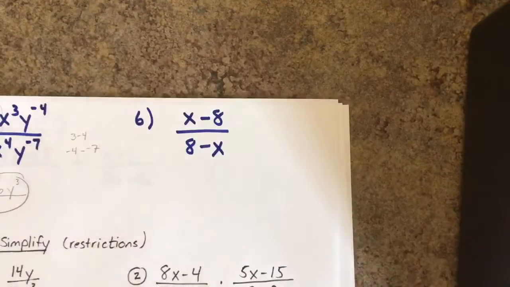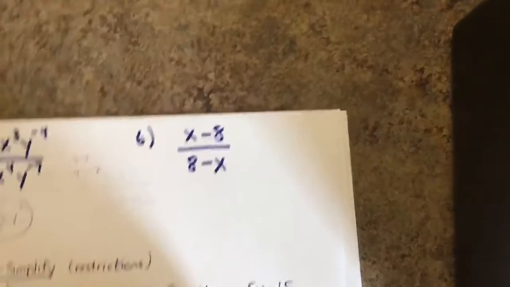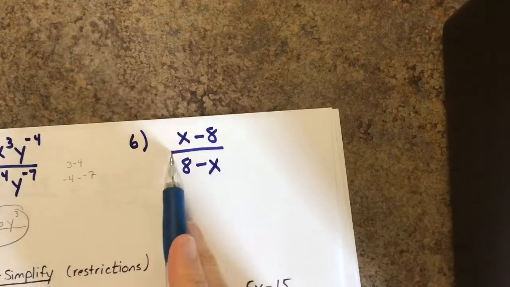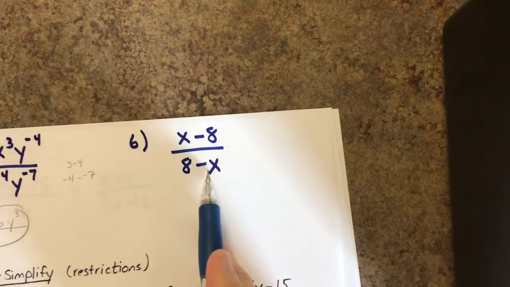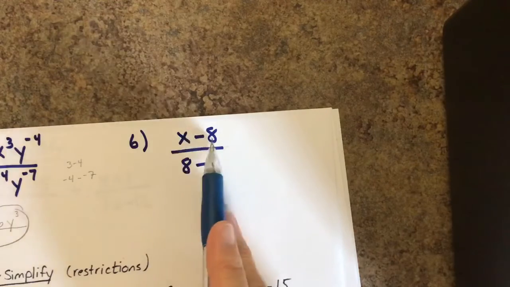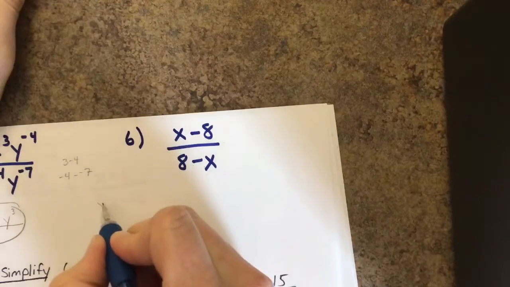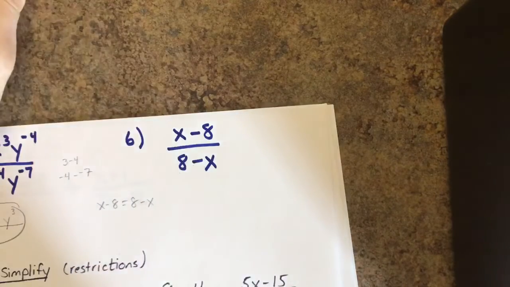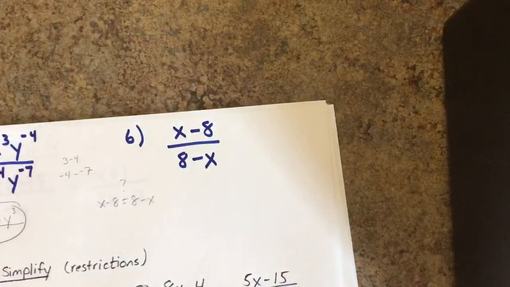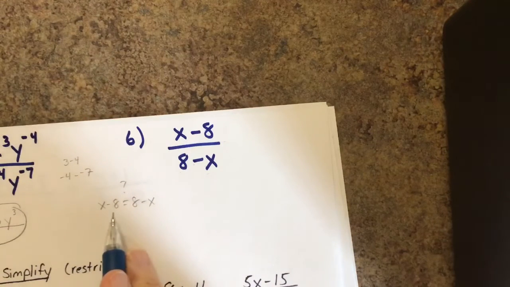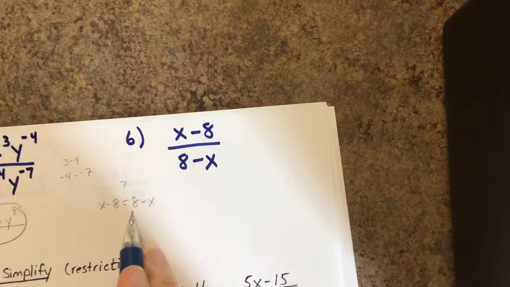Last one, number 6. Then we'll do a little bit more. All right. x minus 8 divided by 8 minus x. Same binomial except the order switched. Are these the same? Does x minus 8 actually equal 8 minus x? No, it does not. Subtraction is not commutative. You can't switch the order and get the same thing.